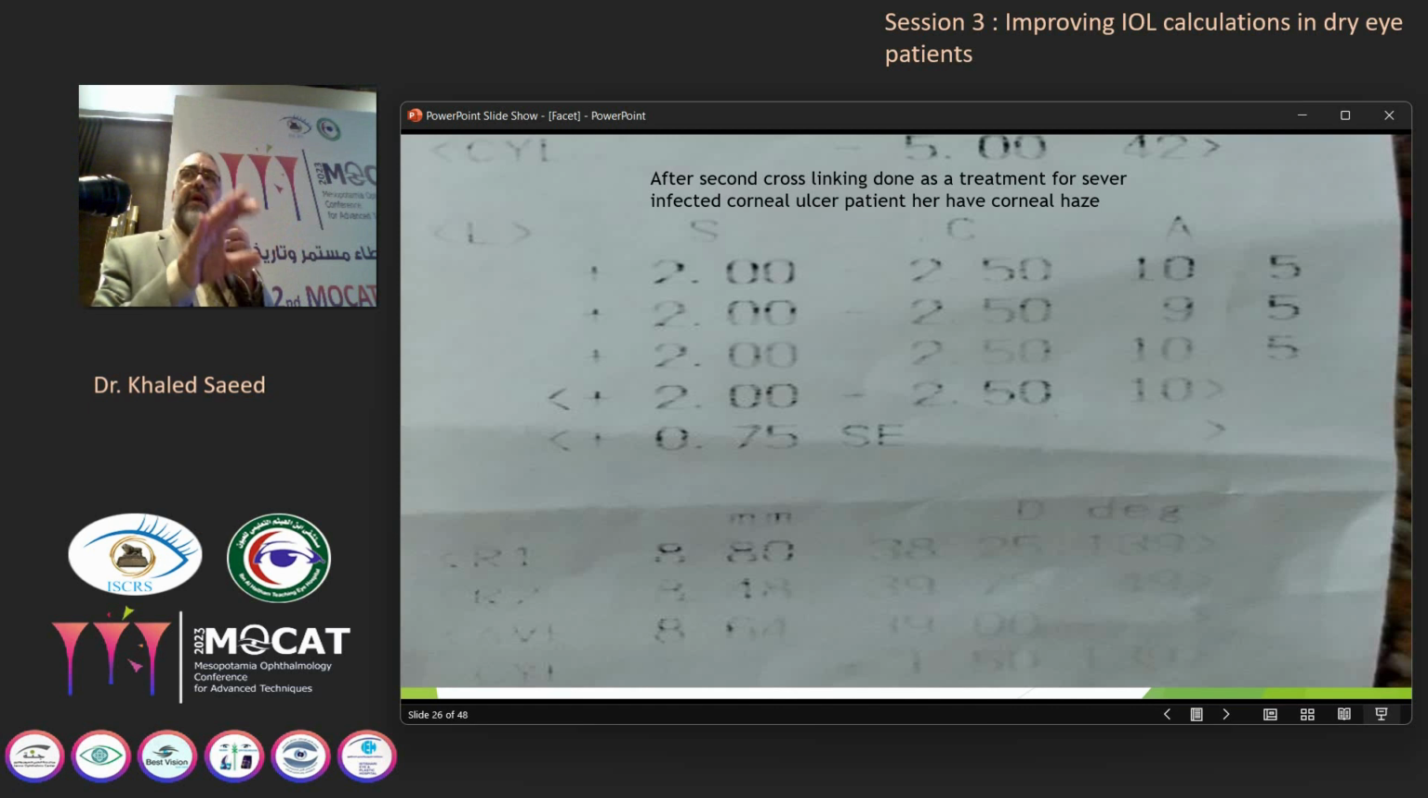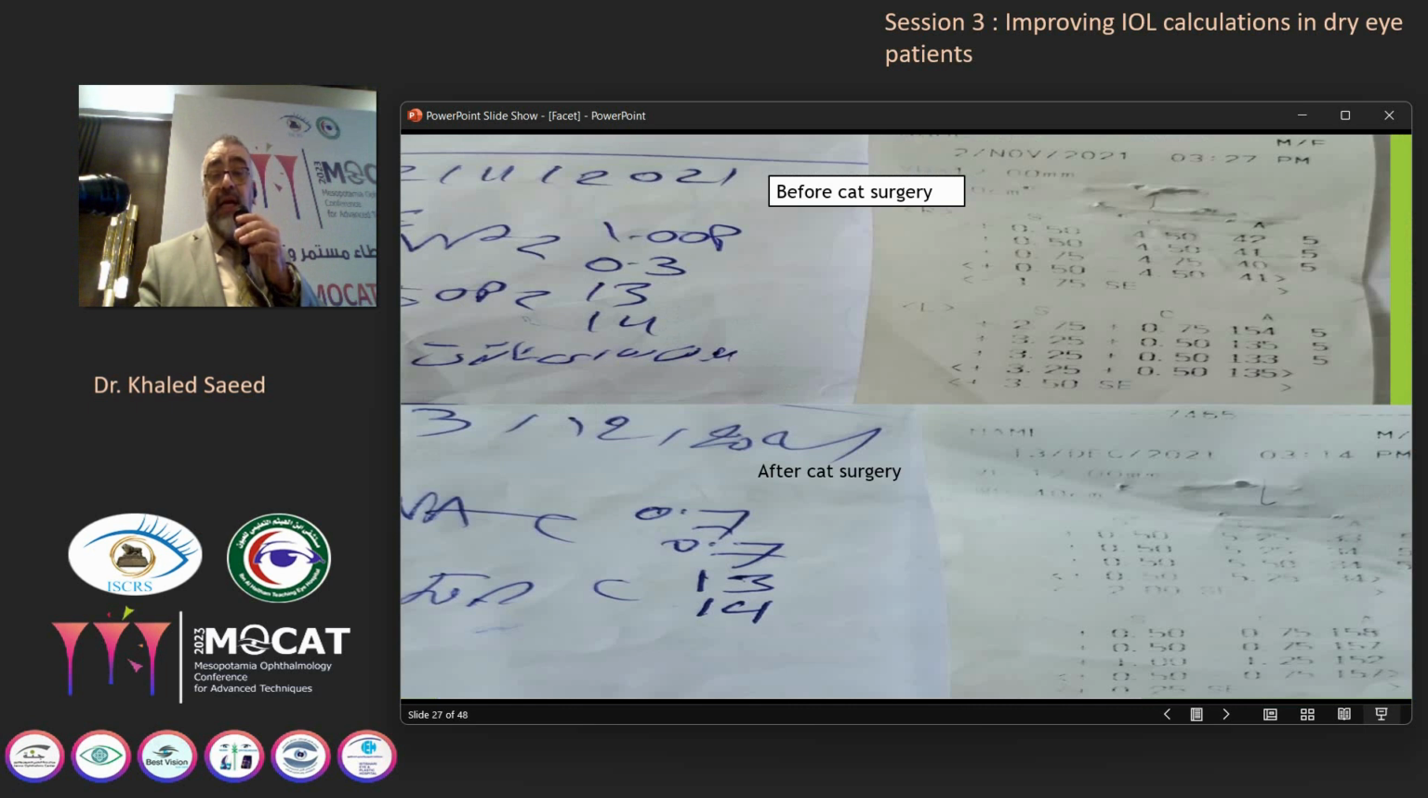She comes to me with keratitis. After the treatment of keratitis with cross-linking, she started to have a flattening of the cornea, and this flattening of the cornea with the corneal haze, it was amazing, and she started to have no more astigmatism. So she just has a +3 diopter sphere, and here she also had a cataract and the hazy cornea.